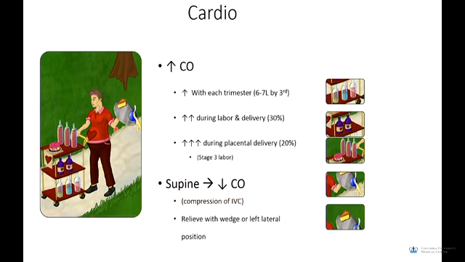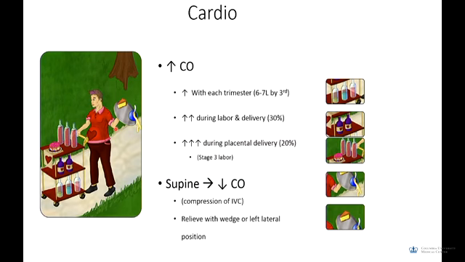Cardio changes. You have an increase in cardiac output. It increases more with each trimester to 6 to 7 liters by the third trimester, as shown by these increasingly full bottles. You have an increase during labor and delivery, or label and delivery. These bottles have labels. Some of these are a stretch, but better than I can do. And even more of an increase during the placental delivery, and you see this pastry here vaguely resembles a placenta, but is probably more delicious.